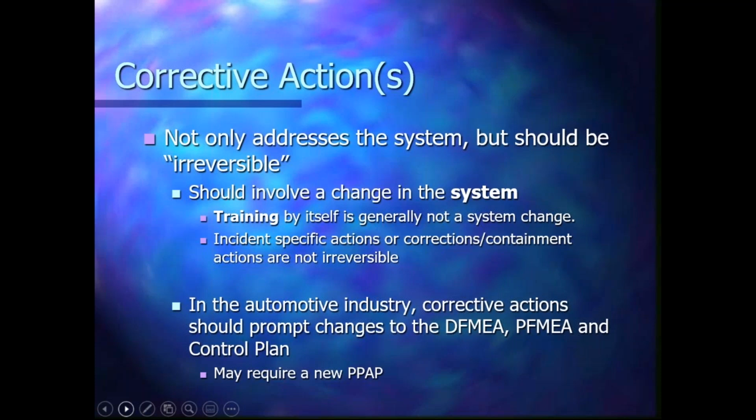In the automotive industry, typically corrective actions will prompt a change to the FMEA or control plan and may require a new PPAP. You should take credit for the system changes that you're making and potentially lower your RPNs. And the control plan should reflect all the controls you have in place if you've implemented a new irreversible action.